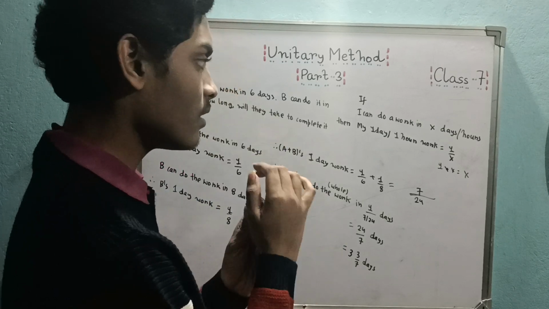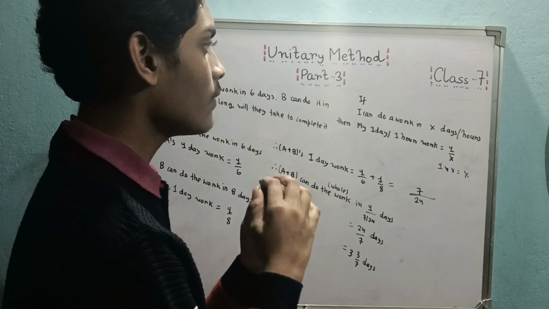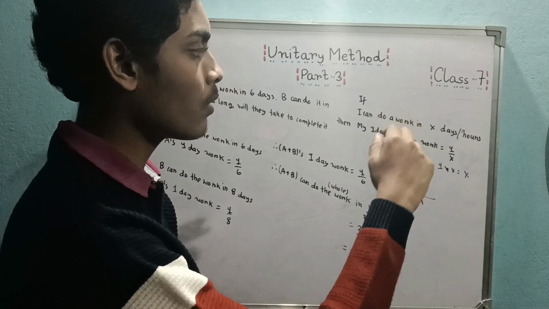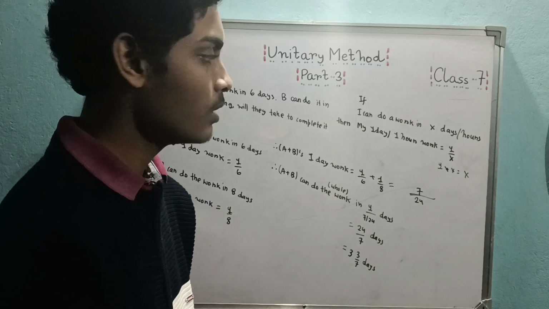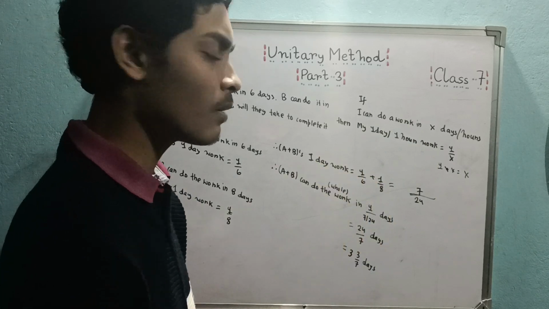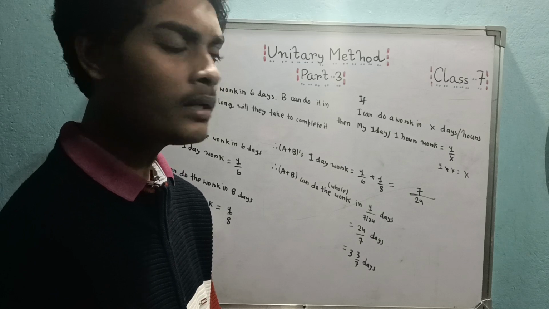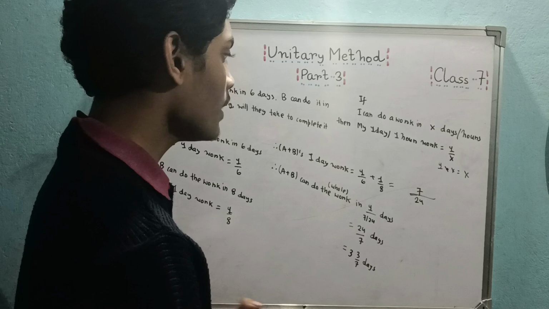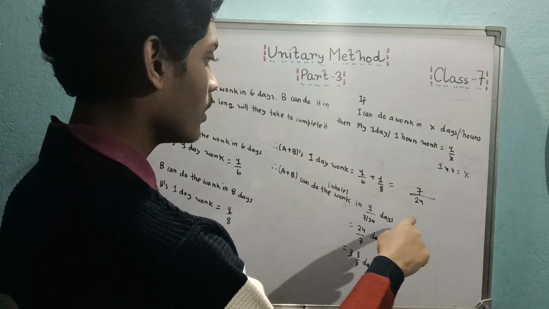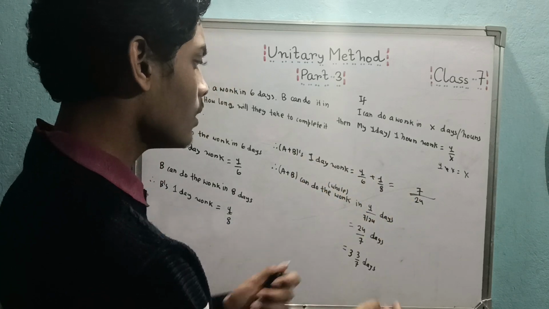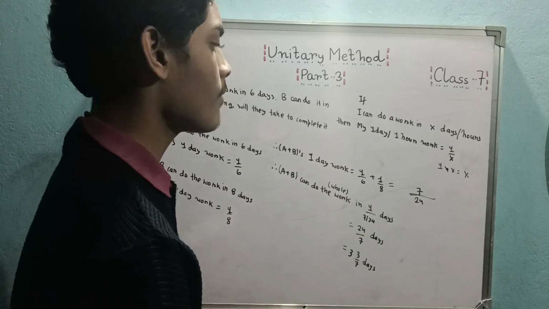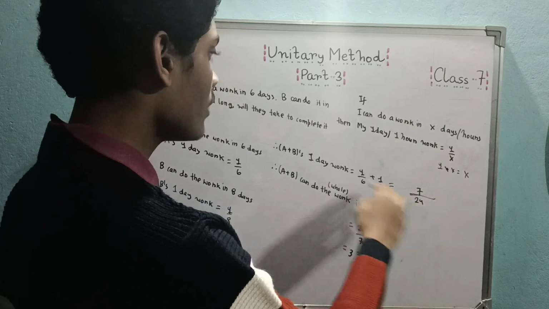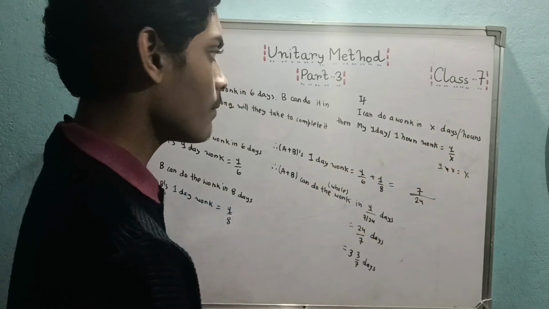To understand the statement: if I can do a work in x days, then in 1 day I can do the reciprocal of x, which is 1/x of the work. Similarly, if in one day I do 1/x of the work, the whole work I can complete in x days, which is the reciprocal of 1/x. Similarly, if in one day I can do this much work, then the whole work can be done by me in the reciprocal of 1/x days. That means this much. This is my 1/x here, right? 7/24 is here my 1/x.